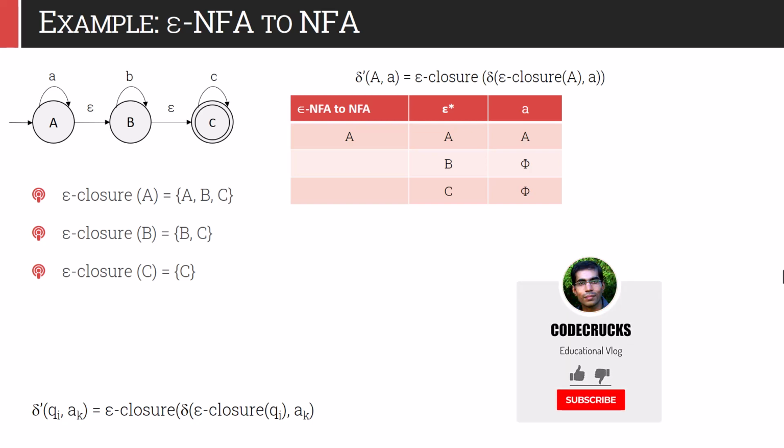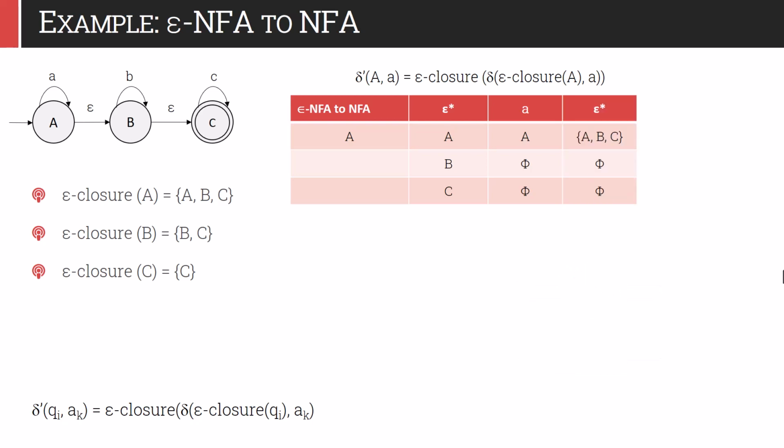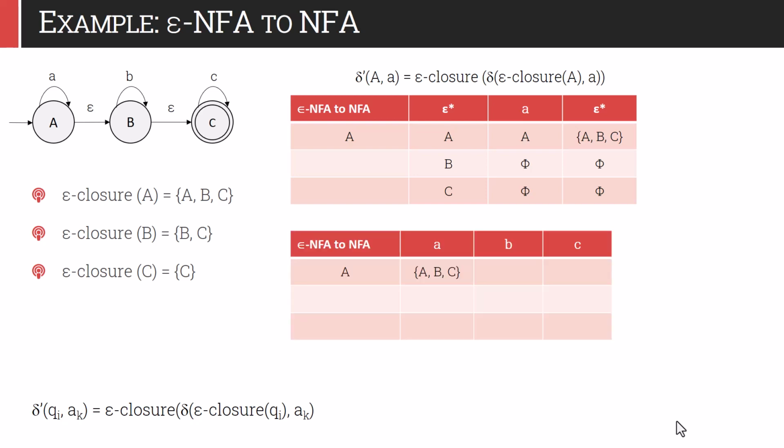And now we have to compute epsilon closure of that. That is the outermost function. We already have computed epsilon closure of A, which is ABC. Epsilon closure of phi is phi. So the union of all these three would be just A, B and C.